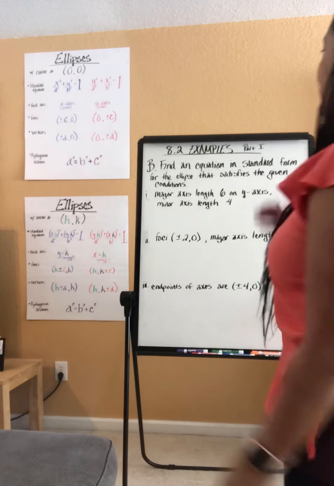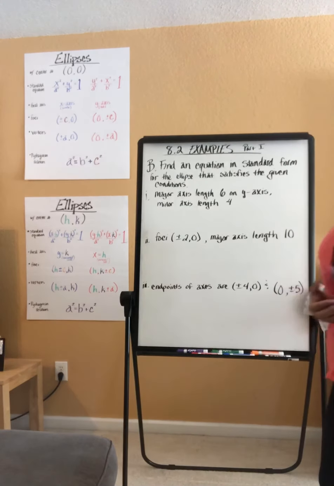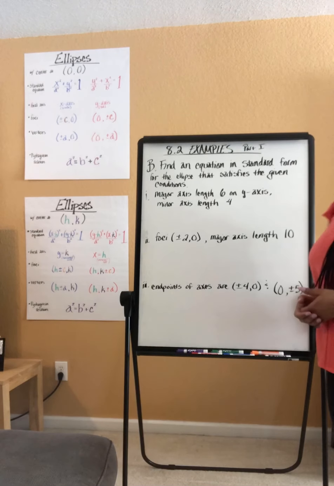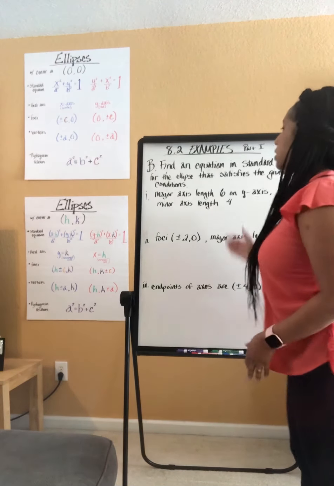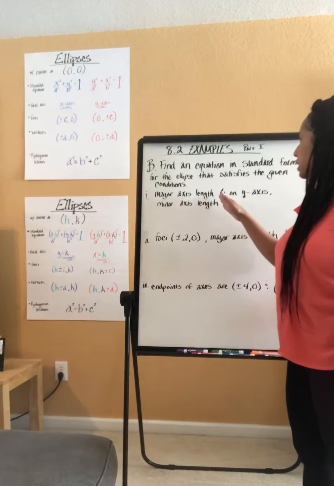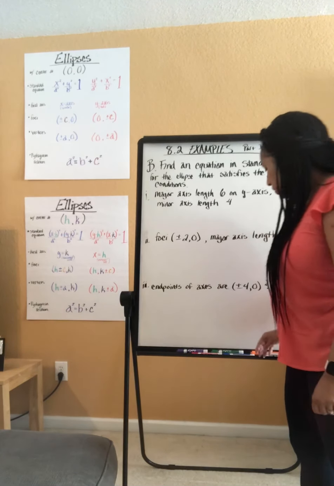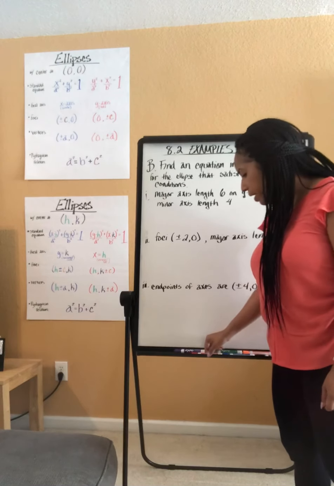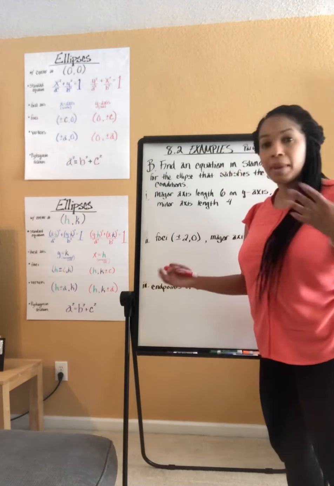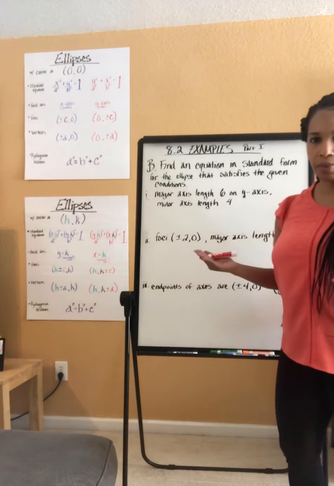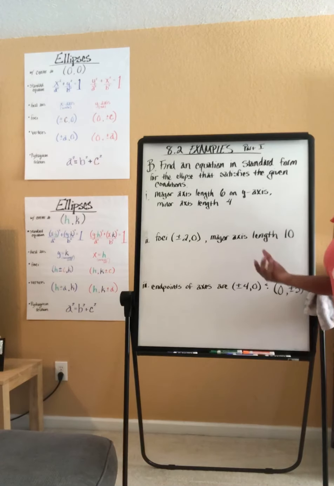Okay, example B. Find an equation in standard form for the ellipse that satisfies the given conditions. So they gave me that the major axis length is 6 on the y-axis and the minor axis length is 4. So I mentioned this in the last video. Your major axis is obviously the longer one. Your minor axis is the shorter one.